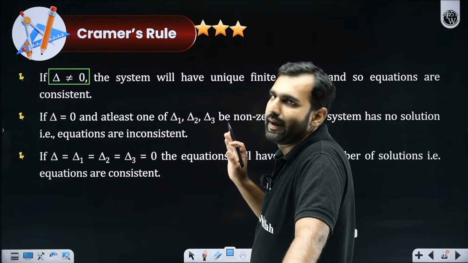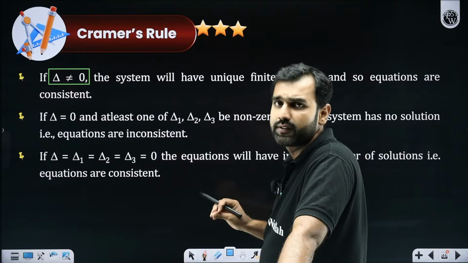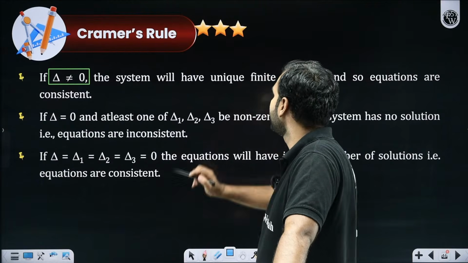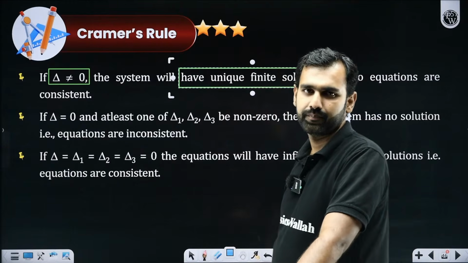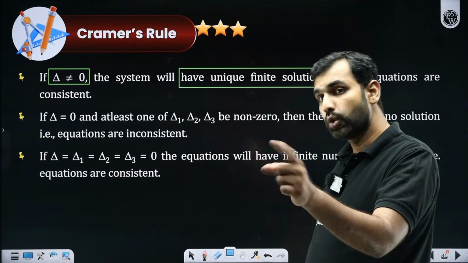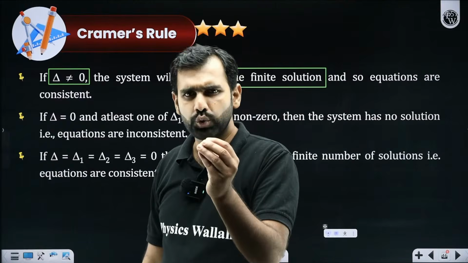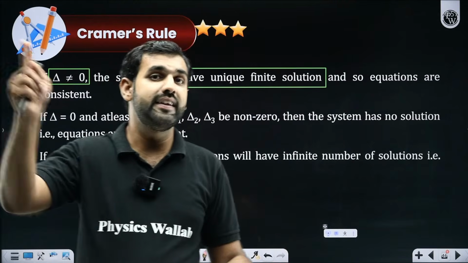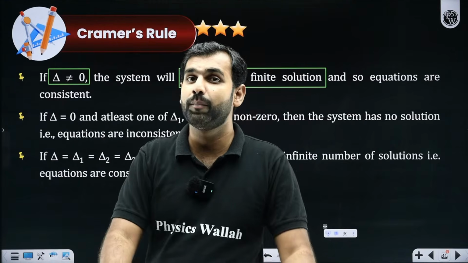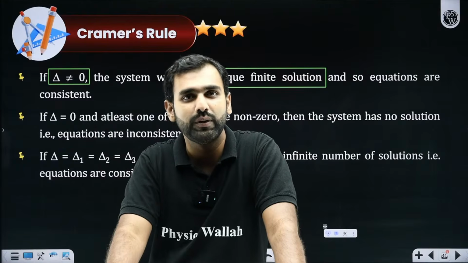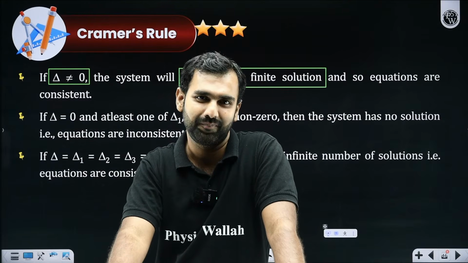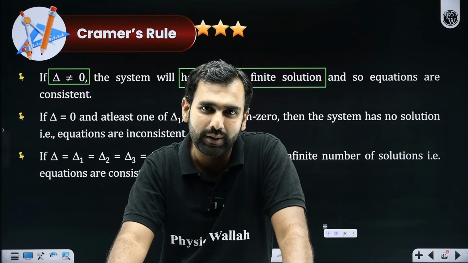Now, the delta, if it is not 0, you can unhesitatingly say that this system will have a unique finite solution. I hope you remember in 2D, let's say there was an equation with two variables x and y. So we say that it has a unique solution if a1 upon a2 is not equal to b1 upon b2. It is actually that only with three variables. Are you getting my point?